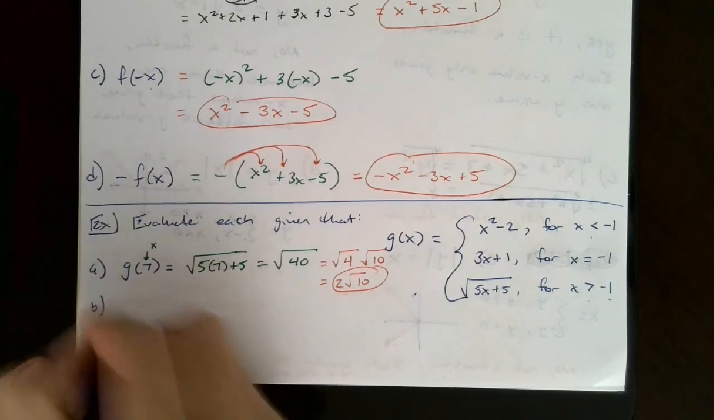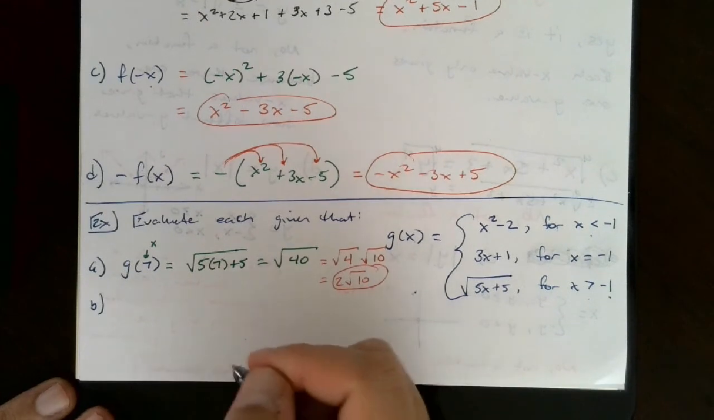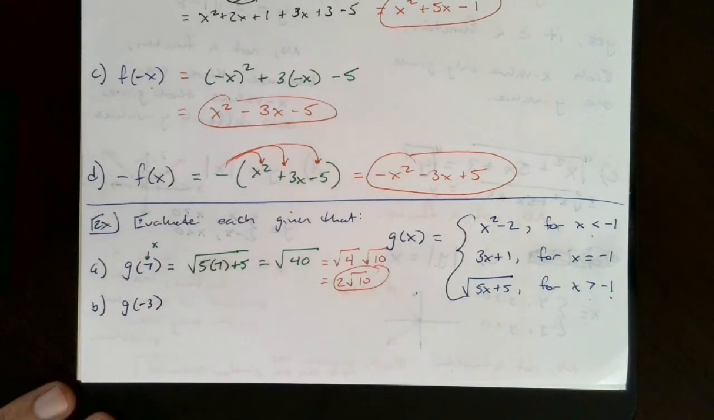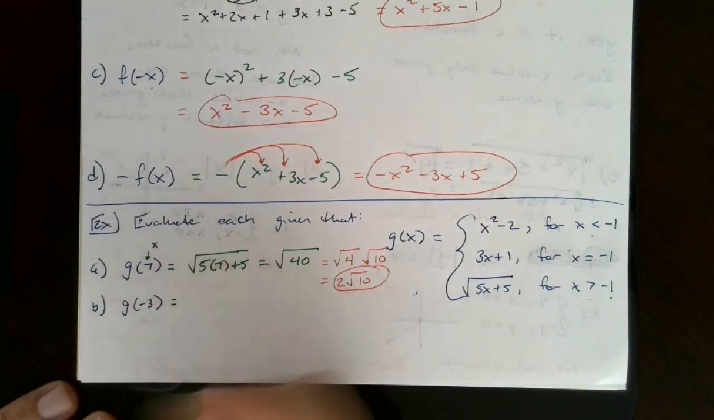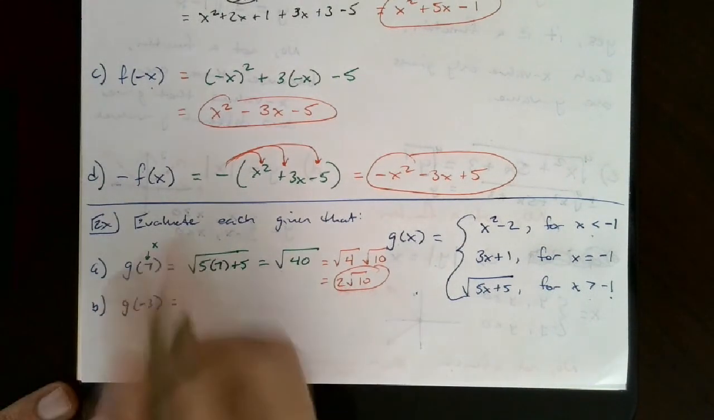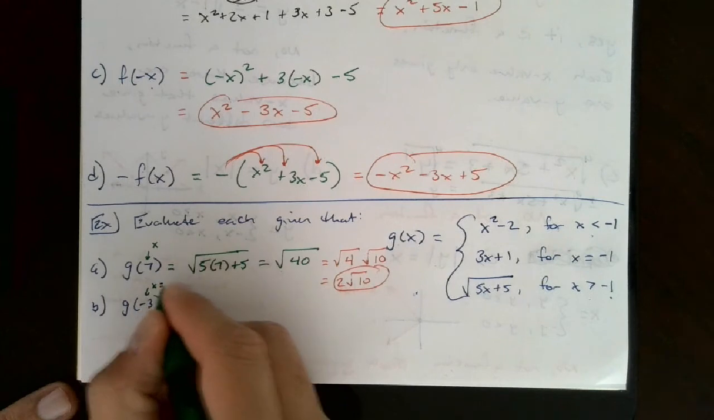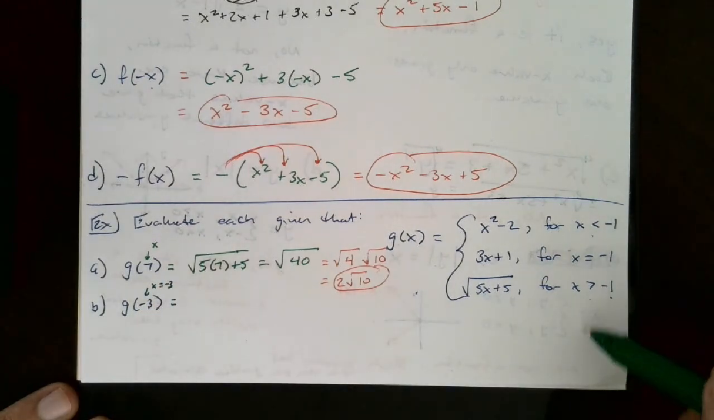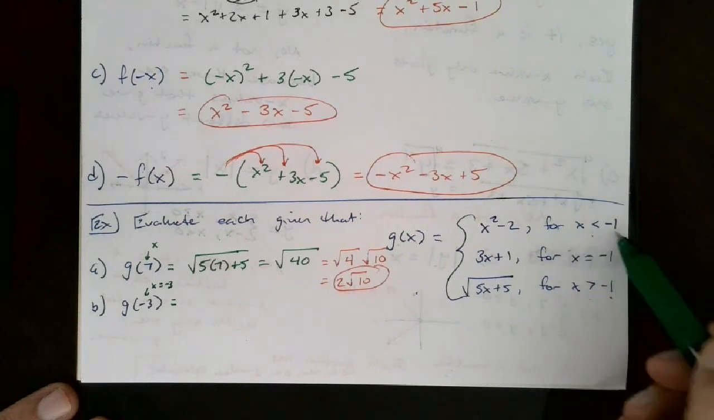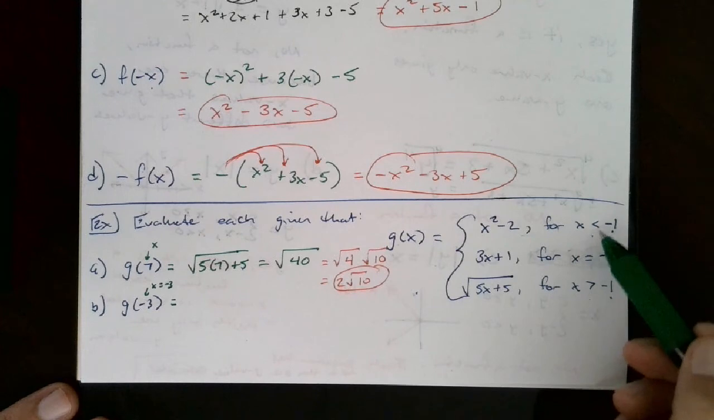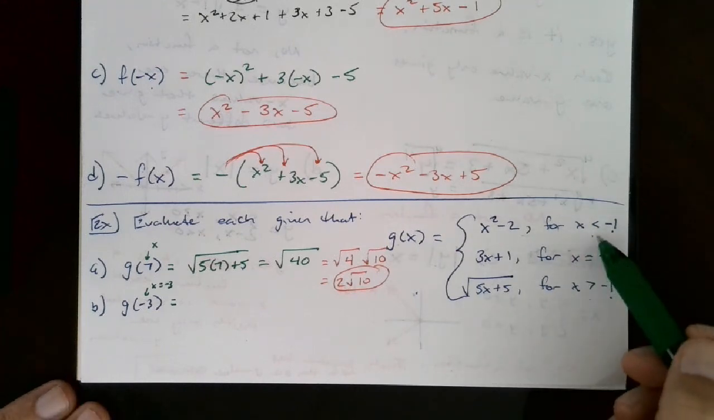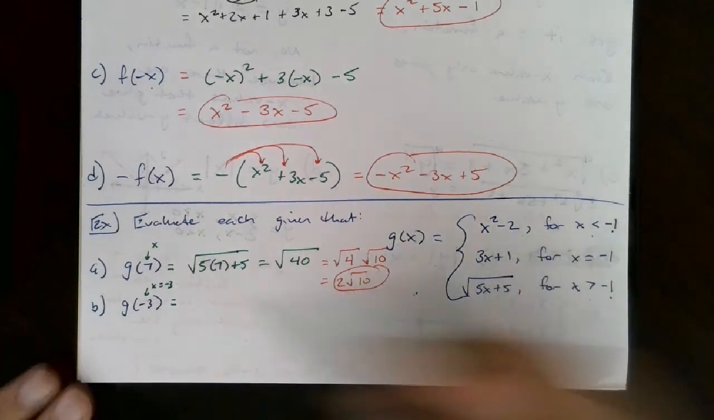How about we look at another one? G of negative 3. Make sure we understand what we're looking at. G of negative 3 is telling you that x equals negative 3. Which interval has x equals negative 3 on it? When x is less than negative 1, that's where negative 3 would fall. So you're going to use the first function. You don't use all of them, right? It's very specific. It's telling you when to use it.